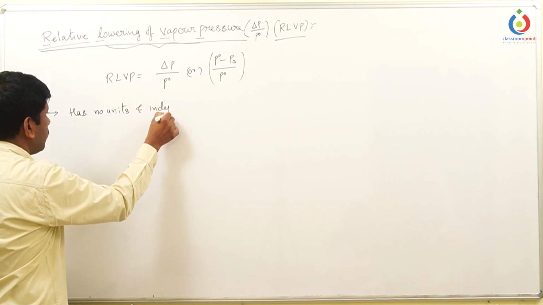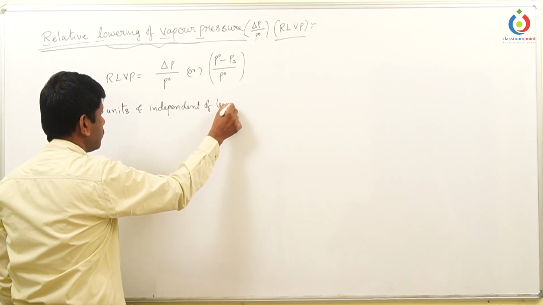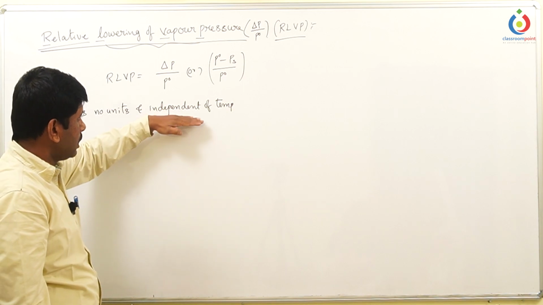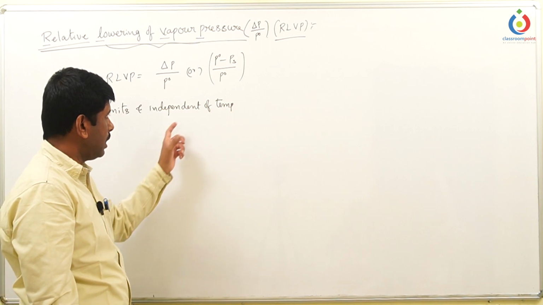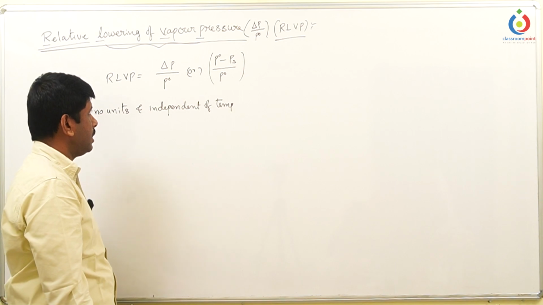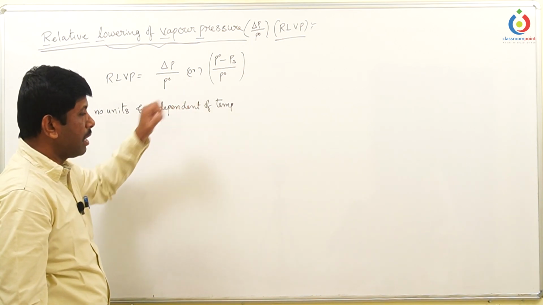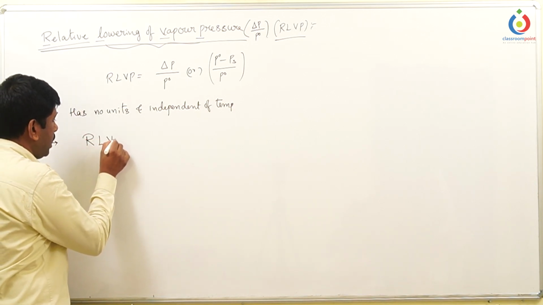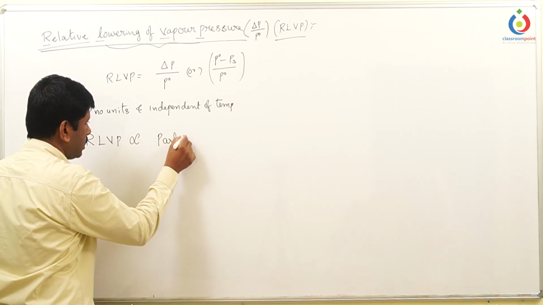And it is independent of temperature. But lowering of vapor pressure depends on the temperature. This particular point we shall discuss in Raoult's law for solids in liquids, so that there you will get the clear picture of how it is independent of the temperature. And what is the relation between the relative lowering of vapor pressure and the particle concentration? We can say that RLVP, relative lowering of vapor pressure, is directly proportional to the particle concentration.